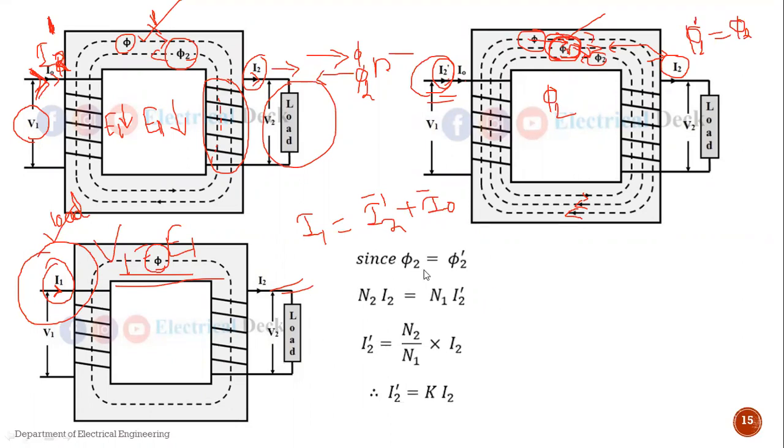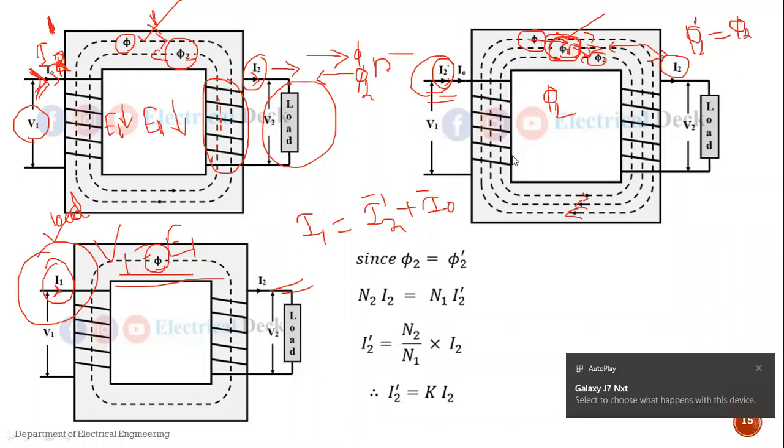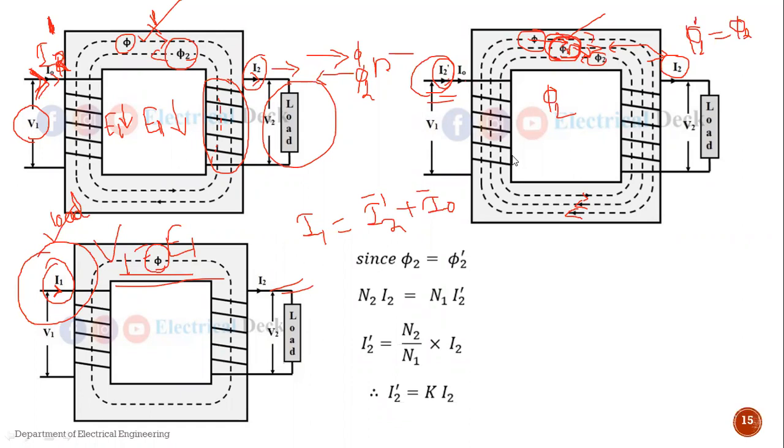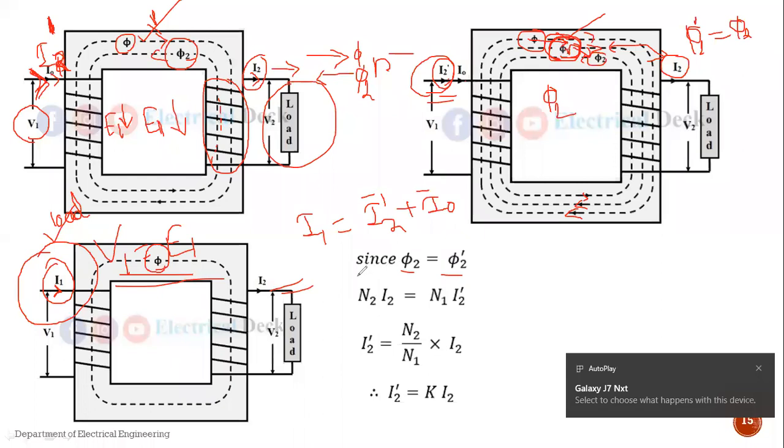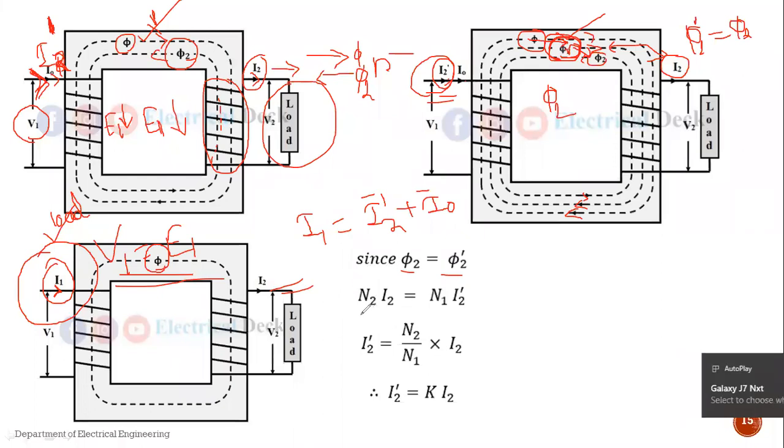Since phi2 is equals to phi2 dash, हा इफेक्ट काय होतोय? न्यूट्रलाइज होतोय. म्हणजे जो phi2 असेल तेवढीच व्हॅल्यू आहे phi2 dash ची, but it is in opposite direction. That means the effect is neutralized. So phi2 is equals to phi2 dash. That means the MMF produced due to phi2 is nothing but N2 I2, and the MMF produced due to phi2 dash is equals to N1 I2 dash.